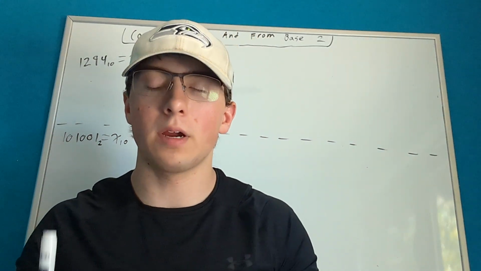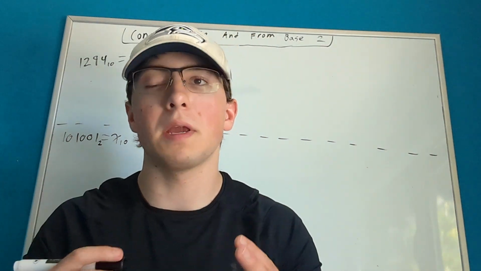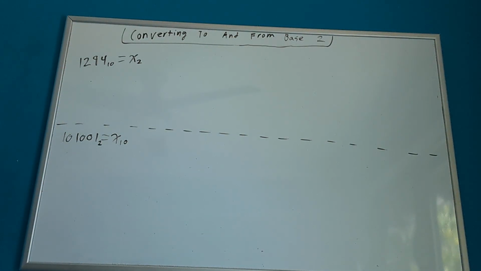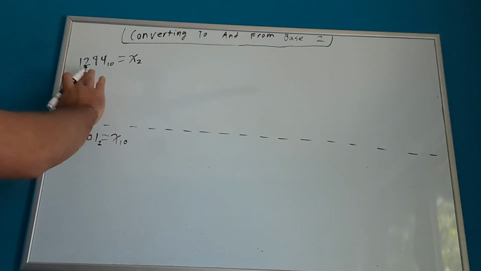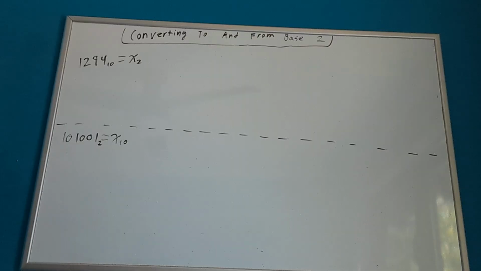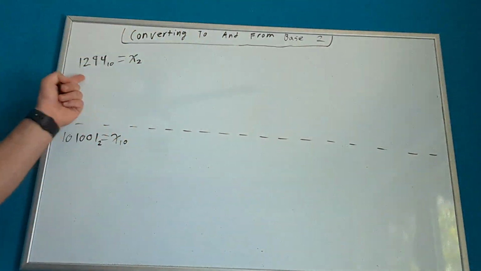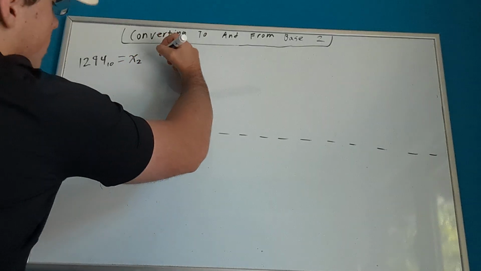Let's say we have a number in base 10 and we want to bring it to base 2. How do we do that? Well, in this case, our base 10 number is 1,294. And how do we bring that to base 2? The first thing we want to do is find the highest power of 2 that goes into this. So let's do that by writing out the powers of 2.